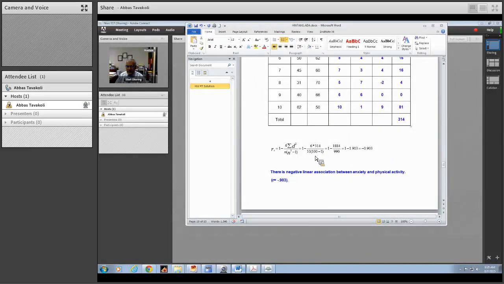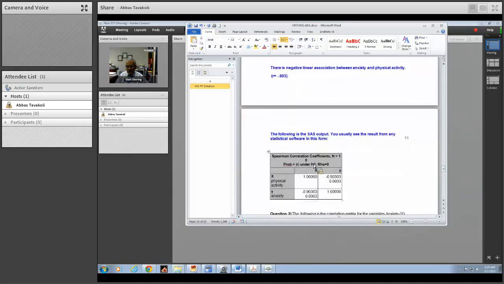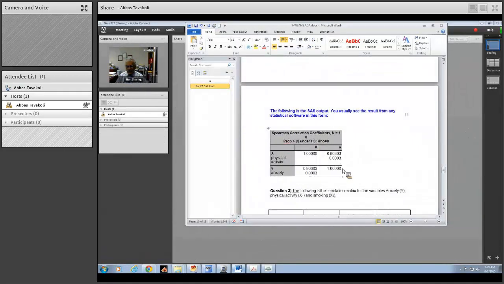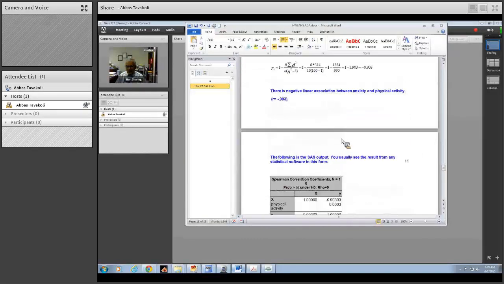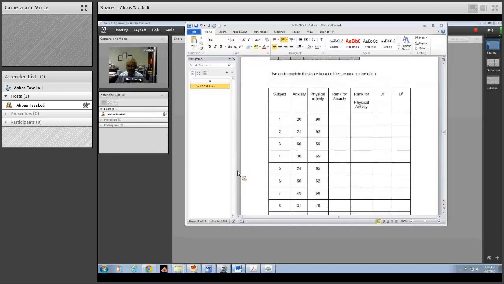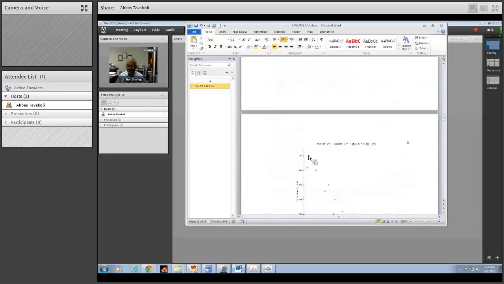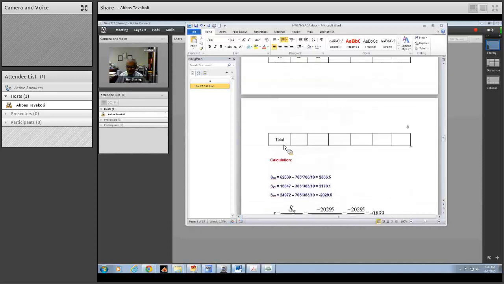If you do that, you get negative 0.903, and that's again very close to the Pearson correlation, which was negative 0.89, and this is the SAS output. So the correct answer again was negative 0.90 for the Pearson experiment correlation.